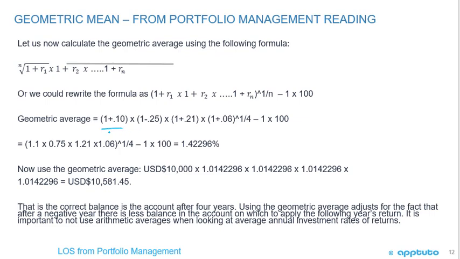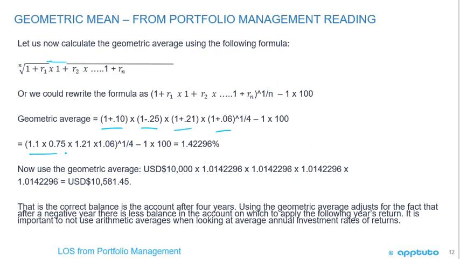And you can see that here. So using the geometric average, it's 1 plus return 1 times 1 plus return 2, which was a negative, times 1 plus return 3, times 1 plus return 4, to the power of 1 over 4, right? Because we know this is the formula that's written sometimes, the nth root, which is the same as the power of 1 over n, okay?